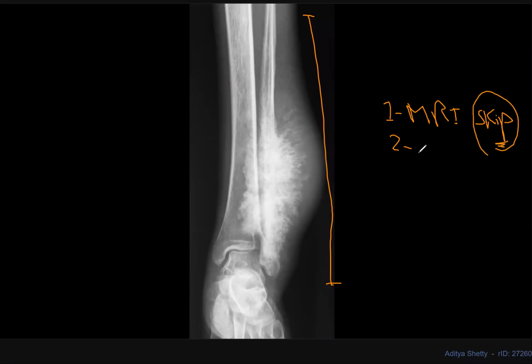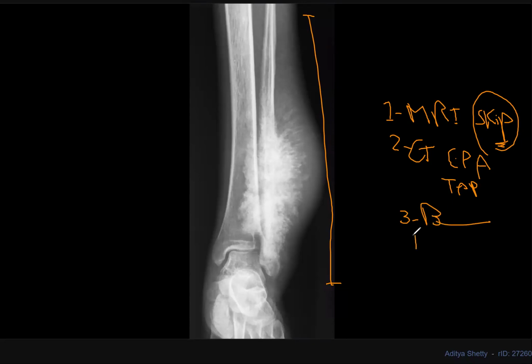Number two, what will you do next? Next, metastatic workup. Very good. CT CAP, or CT chest, abdomen, and pelvis. By the way, CAP means chest, abdomen, and pelvis. And bone scan, very good.